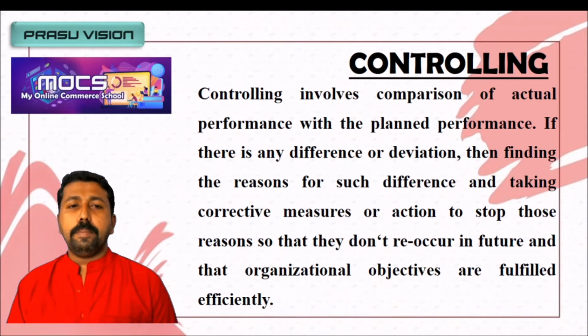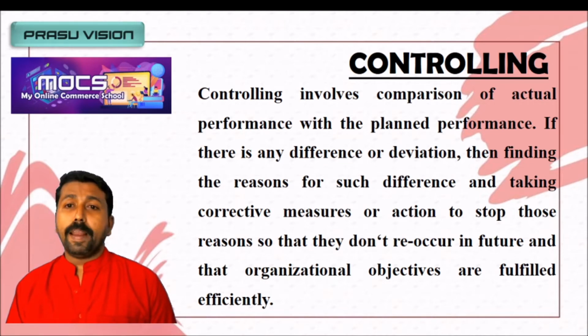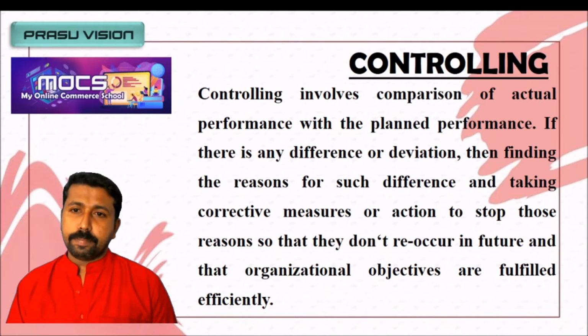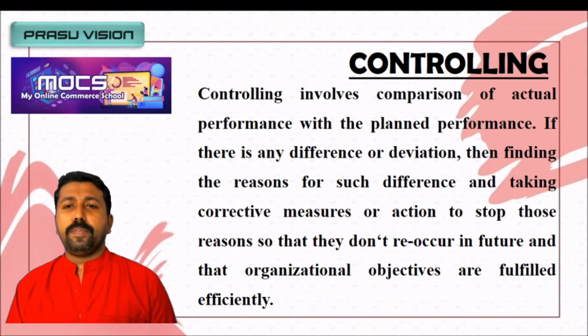Controlling involves the comparison of actual performance with the planned performance to find out the deviation and to take corrective actions. So there is a direct link between controlling and planning. Every activity is controlled in an organization based on the plans and policies made by the top level managerial staff of the organization. So we have to compare the actual performance with the planned performance.